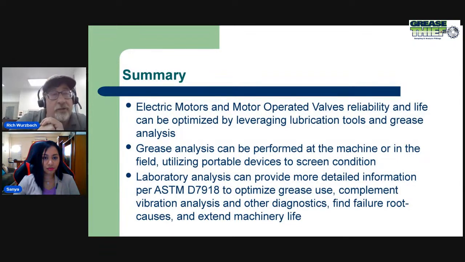We probably want to look a little deeper, not just find the problem ones, but say, even the ones that are okay, are they optimal? Is there too much life left in the grease so that we should back off, save that labor component, save that grease until it's really needed? And then, of course, finally, we can find failure root causes, and that'll help us extend the machine life. And so these are the things that I wanted to share today.